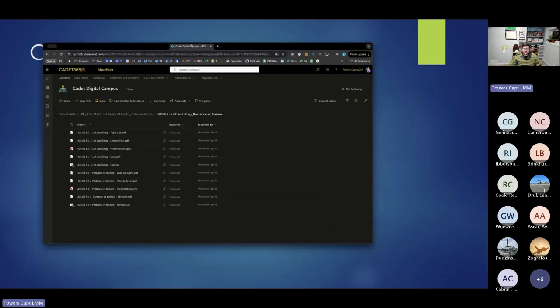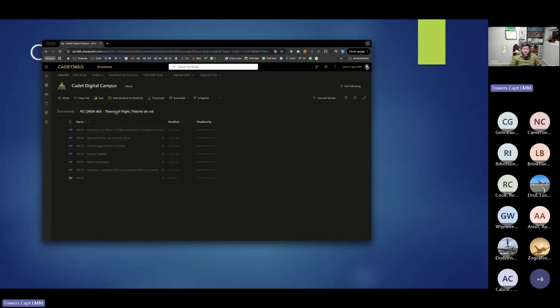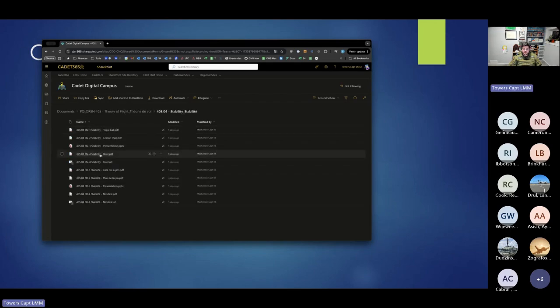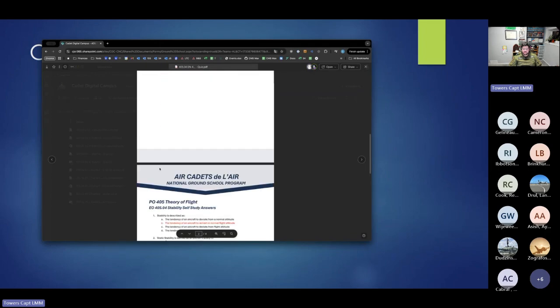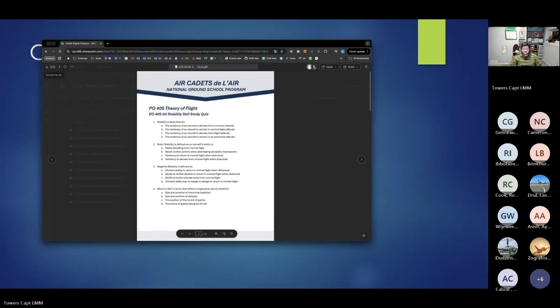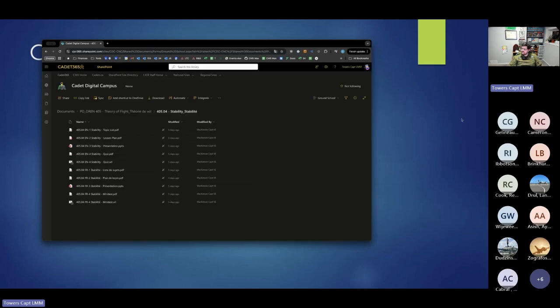Just to show you what it looks like here. So for this class, it would be stability, and then quiz. And then the answer keys at the back. Any questions about the quiz?